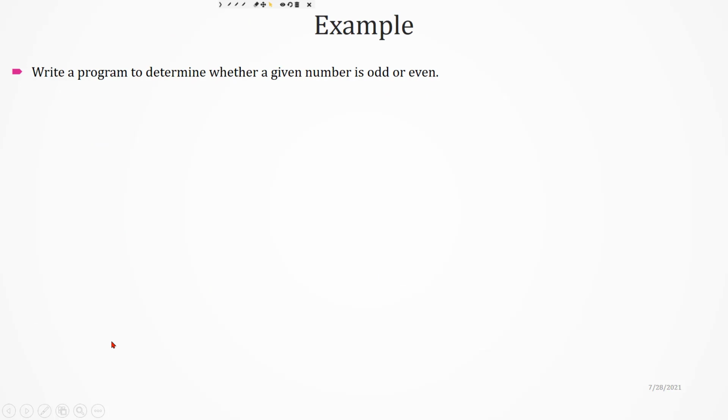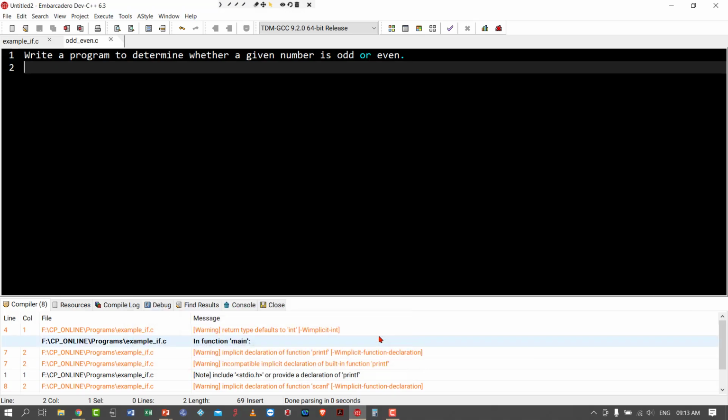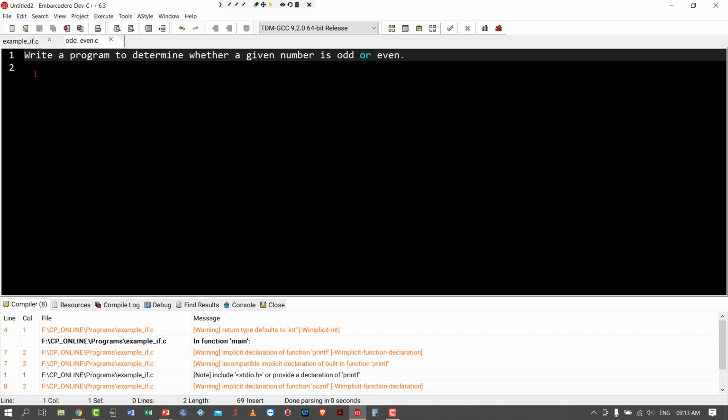Okay. So here I have an example program: write a program to determine whether a given number is odd or even. Make sure you save the program using .c, otherwise the problem that occurred in the earlier program will occur. Anyway, the first line is for documentation. Here I have only one line, so I am using two forward slashes.